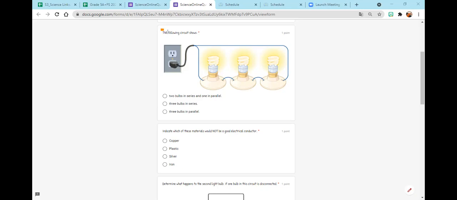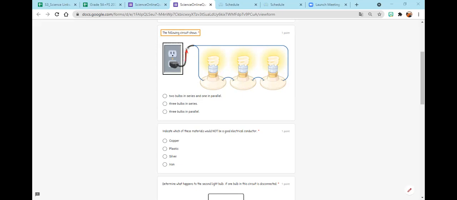The following circuit shows a generator of electricity and 3 light bulbs. How are these bulbs connected? In a series. Three bulbs in series.